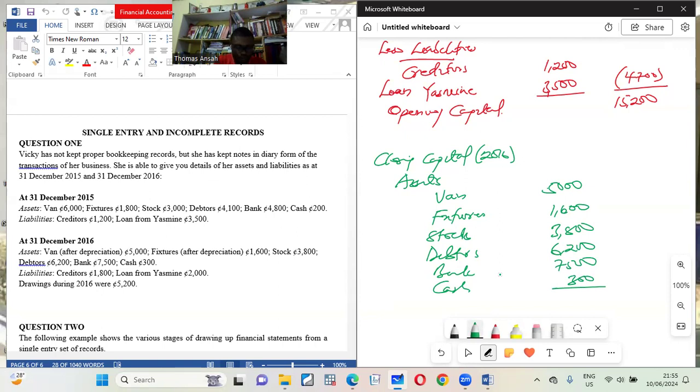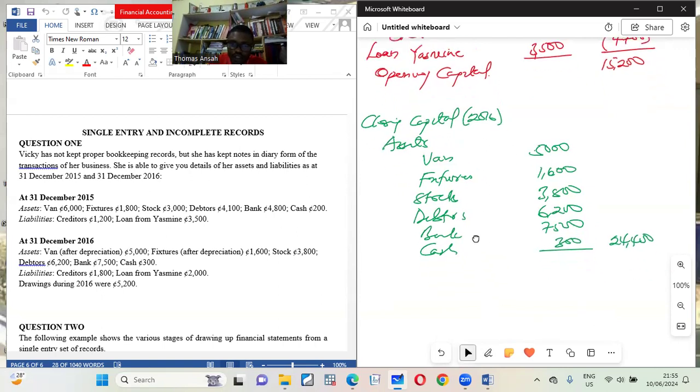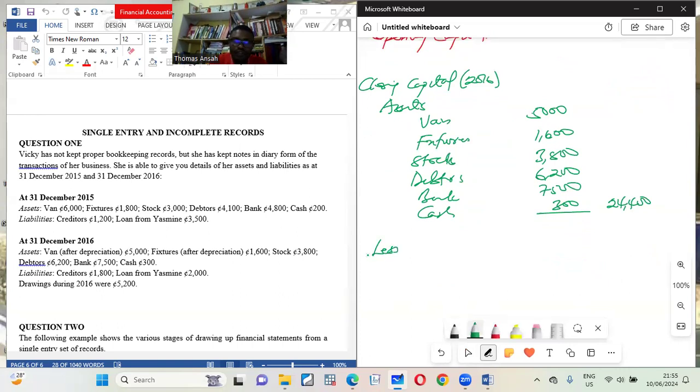If I total everything, I have 5K plus 1,600 plus 3,800 plus 6,200 plus 7,500 plus 300. Now that gives me 24,400. Now less my creditors, what do I have? So the liabilities are the creditors, which is 1,800, and another loan from Yasmin, which is 2,000, making it 3,800. So if I deduct 3,800, that gives me 20,600. So now, what is our profit?